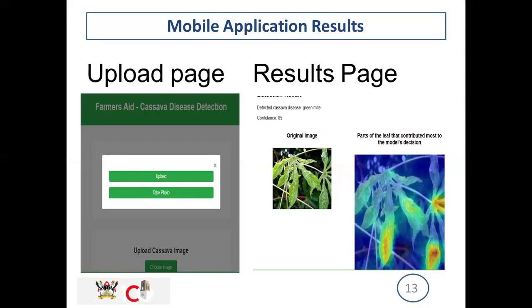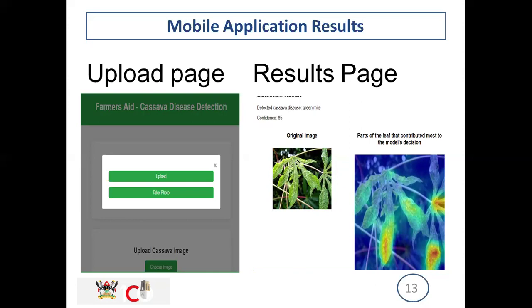Of course, we had to integrate our model in a user interface that can be accessible by the farmers, because it was one of our objectives to develop a user interface whereby the farmers can upload their images and then get results. From the upload page, the farmer inputs the images, and on the results page, we see that the farmer uploaded a green mite leaf, and the system was able to detect that the uploaded image is green mite with a confidence of 85%.